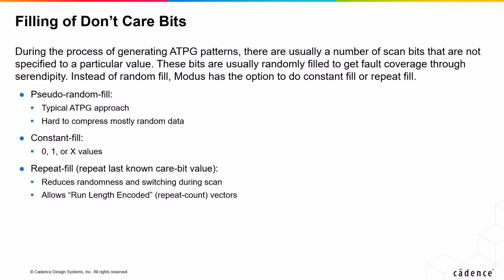During the process of generating ATPG patterns, there are usually a number of scan bits that are not specified to a particular value. These bits usually are randomly filled to get fault coverage through serendipity. Instead of random fill, Modus has an option to do constant fill or repeat fill. Constant fill places the same value in all unspecified bits. Repeat fill option uses the last care bit to identify which value to repeat. Both of these can help reduce down switching and might help in power reduction, but might increase pattern count because less faults are being randomly tested.